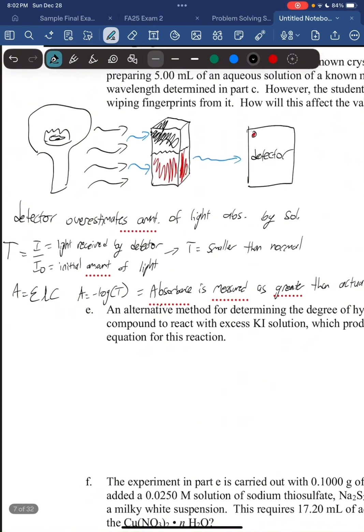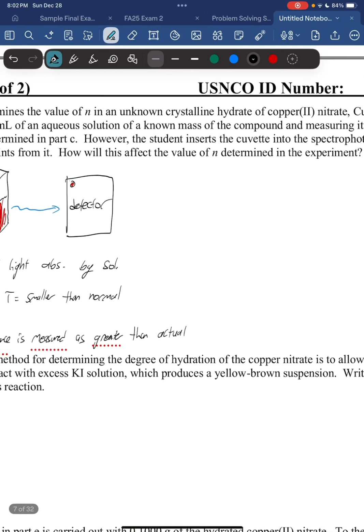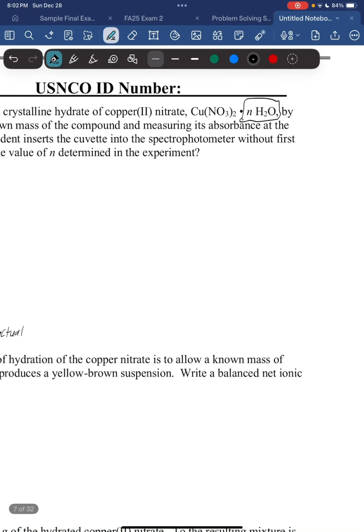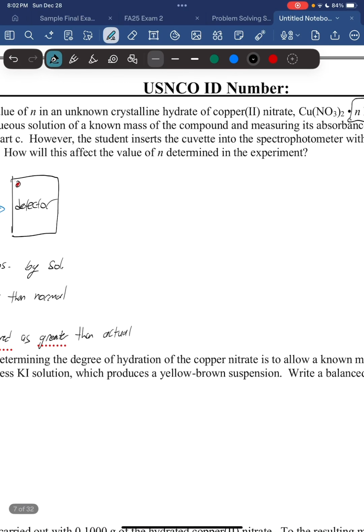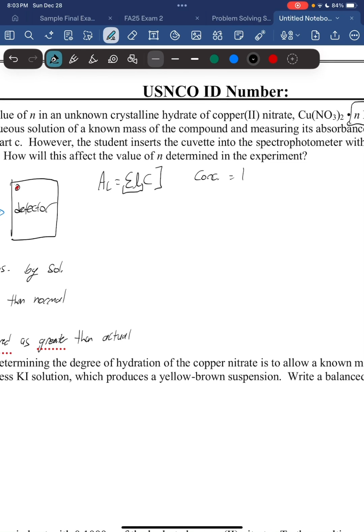Okay, so now that we have this formula, now that we know that our absorbance is measured as greater than normal, or greater than the actual value, how do we relate this to our other formula to find our N of H2O? Well, we can say that A with the subscript L to show that it's large equals epsilon path length times concentration. So these two values, our path length and our epsilon, are both constant. So the only thing that must increase is our concentration. So that means concentration is larger than normal.